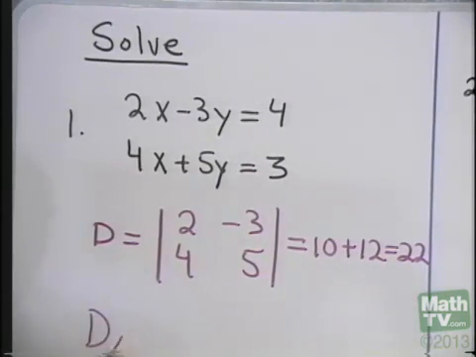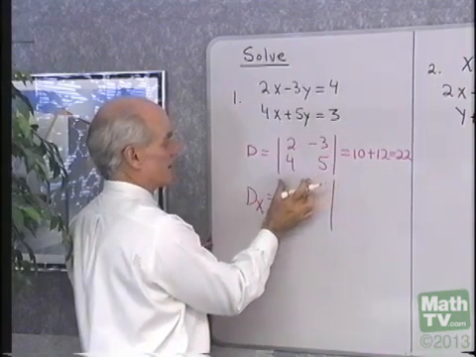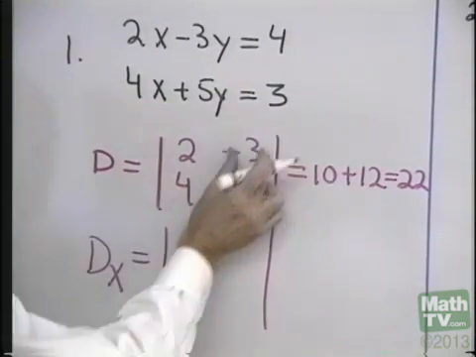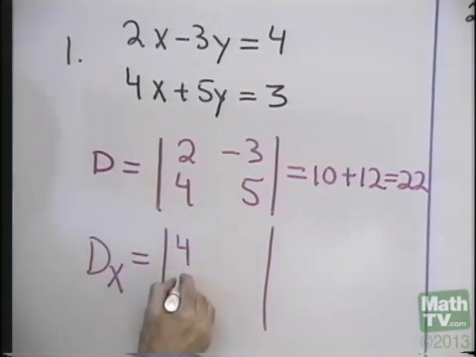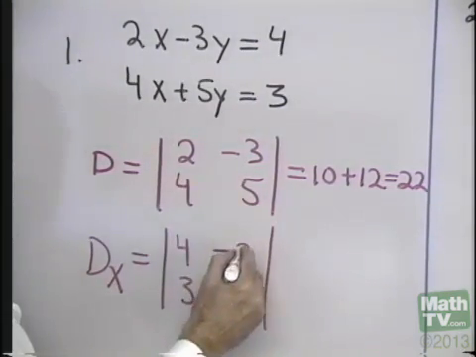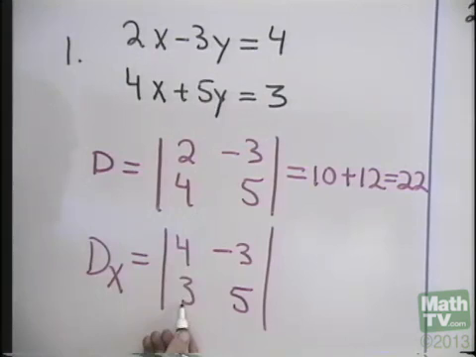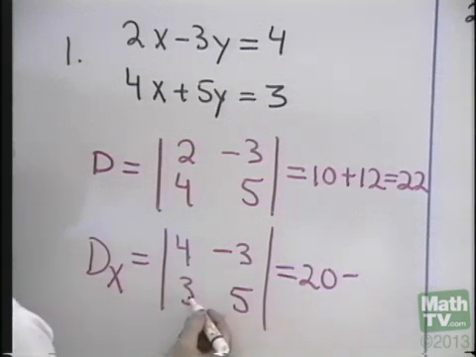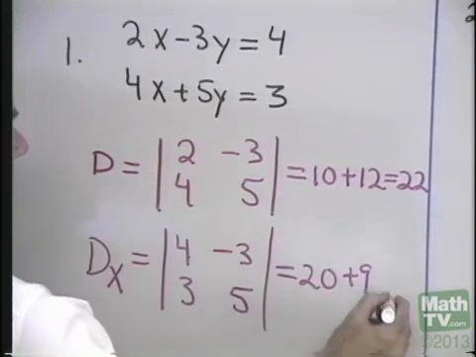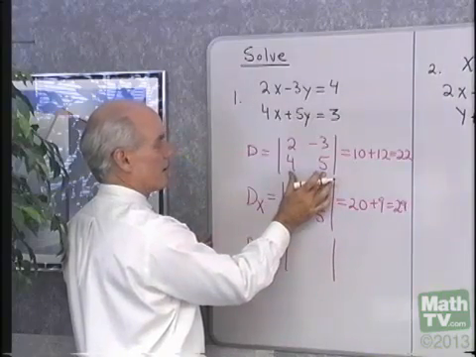Now, the next determinant I form is called d sub x, and it's the same as this determinant d, except where the coefficients of x were, we replace those with the constant terms. So instead of these coefficients of x, I write the constant terms 4, 3. Otherwise, the determinant stays exactly as it is. So d sub x means I've substituted the constant terms for the coefficients of x. Now I evaluate this. 4 times 5 is 20, subtract 3 times -3, which is -9. 20 plus 9, 29.